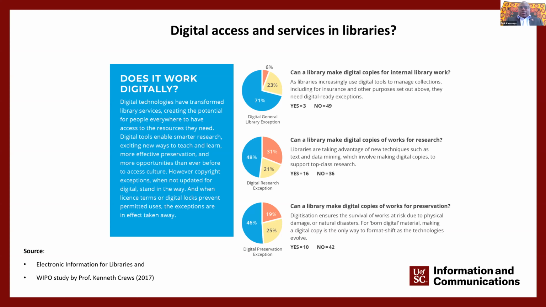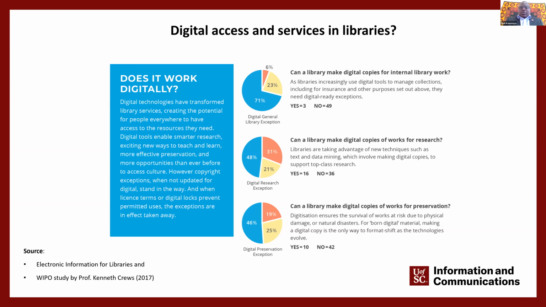For instance, on the question of whether libraries can make copies for internal library work, only 3 countries or 6% permitted those kinds of activities. The majority did not allow any kind of digital copies. So there is a general lack of digital library exceptions across the continent. Second, on the question of whether libraries can make copies of works for research, which is the main theme of our session, again, you see very few countries have any kind of exception for digital research. So making of copies, text and data mining, which involves making copies to support research.